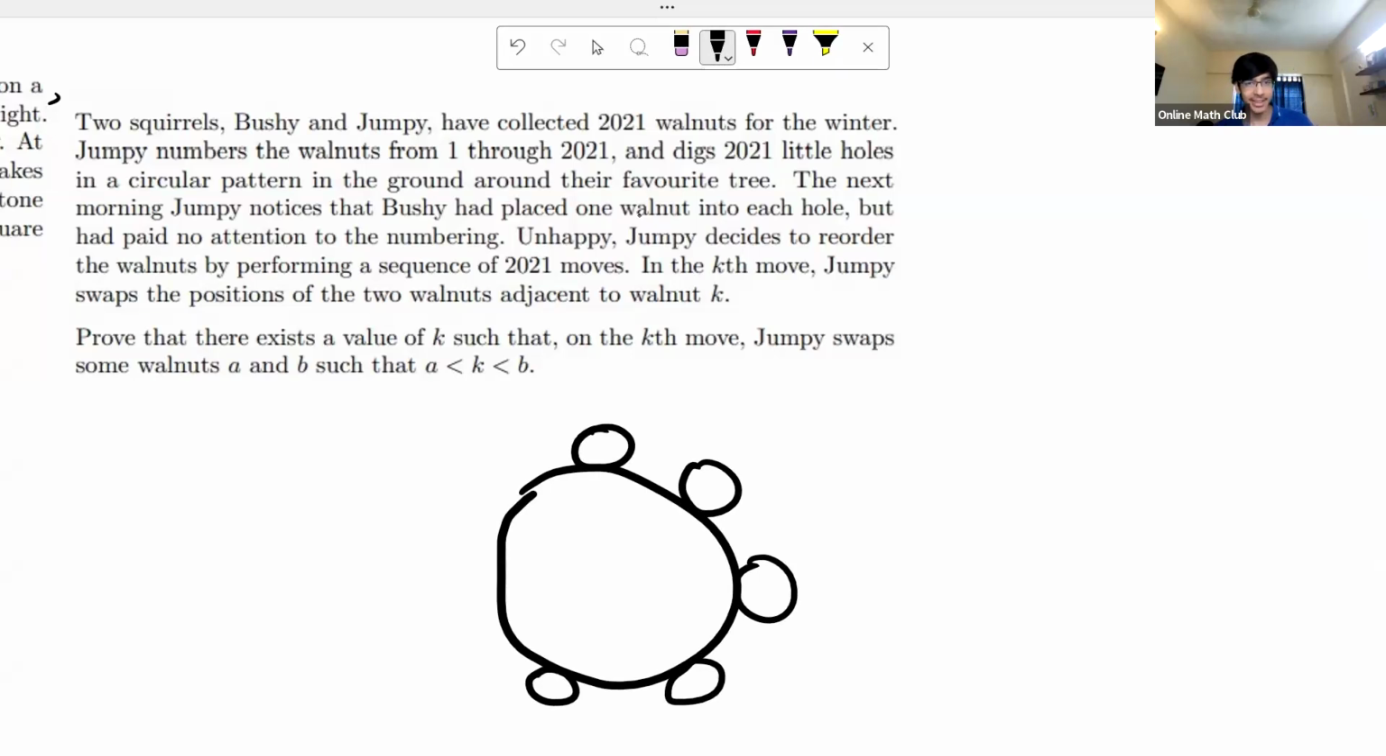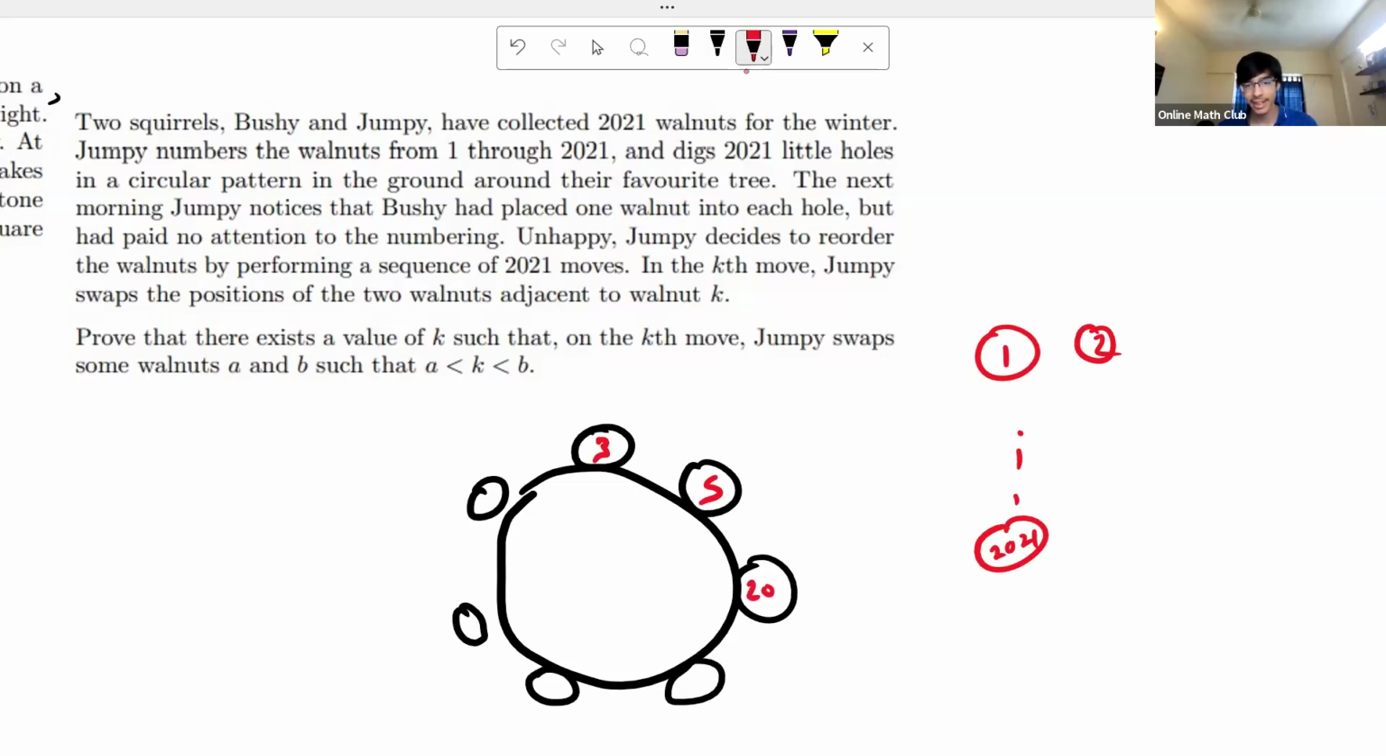Anyway, so you have these 2021 circular holes around a tree. The favorite tree, that's not a very important part of the problem. And they're labeled in some weird way. So, for example, you also have 2021 walnuts, which are 1, 2, 3 till 2021. And I can place, for example, in the first hole, the third walnut. In the second hole, I can place the fifth walnut.